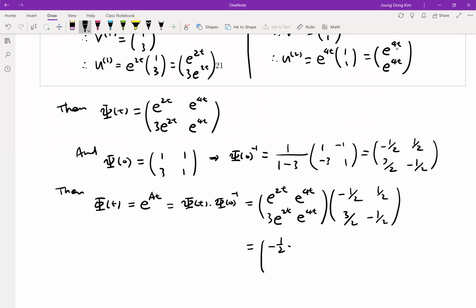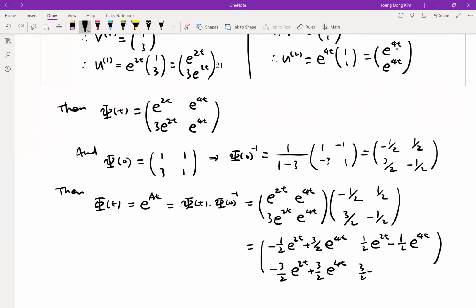The product is negative 1/2 e to the 2t plus 3/2 e to the 4t, and 1/2 e to the 2t minus 1/2 e to the 4t, and negative 3/2 e to the 2t plus 3/2 e to the 4t, and 3/2 e to the 2t minus 1/2 e to the 4t. Now this is my fundamental matrix, or the matrix exponential function.